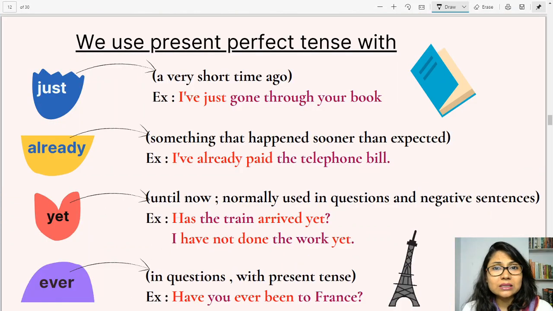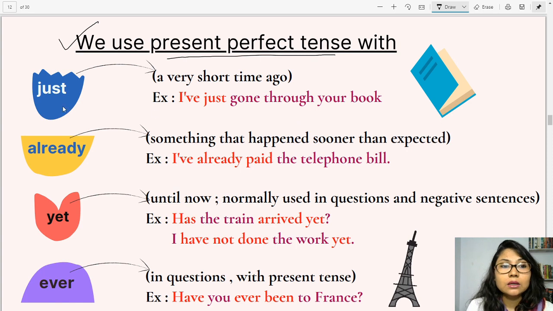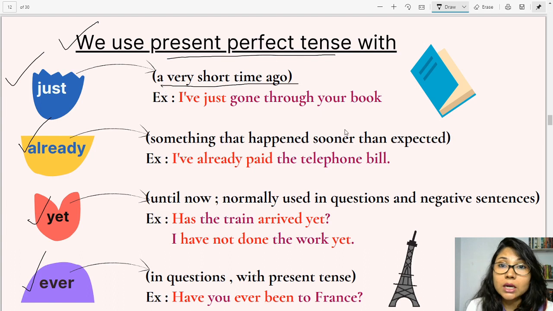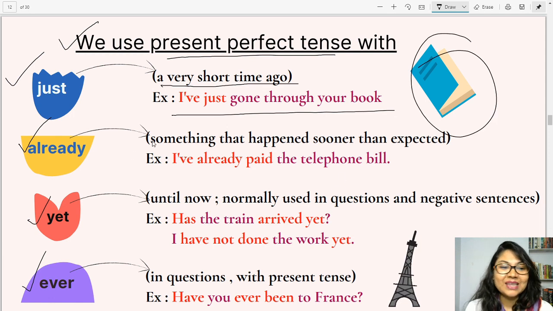Now the words that are used when we use present perfect tense. Just, already, yet, ever. Let's look at just. When do you use just? When you want to say something that happened a very short time ago. Let's look at the example. I've just gone through your book. It's a great book.